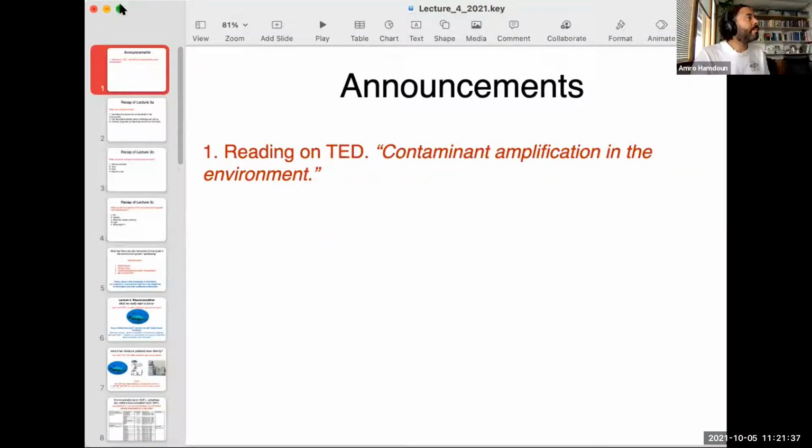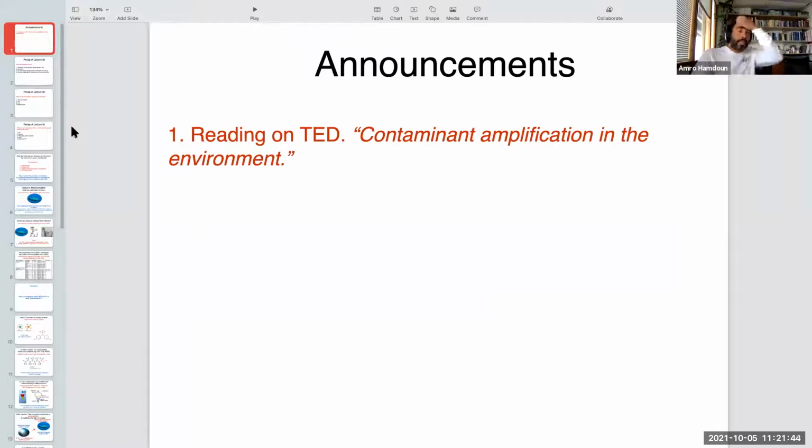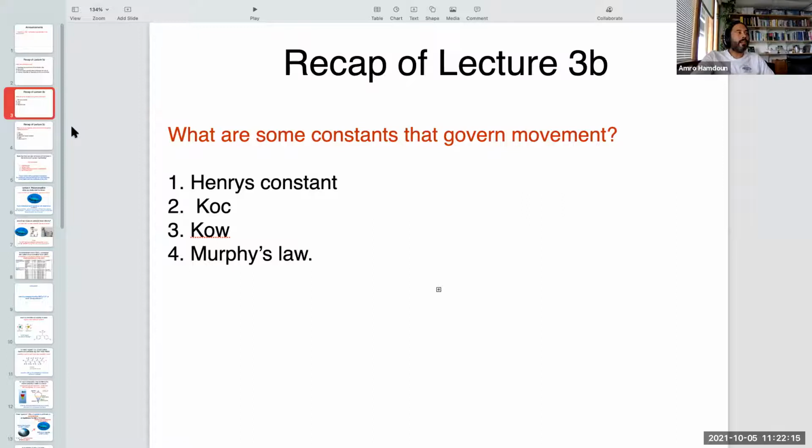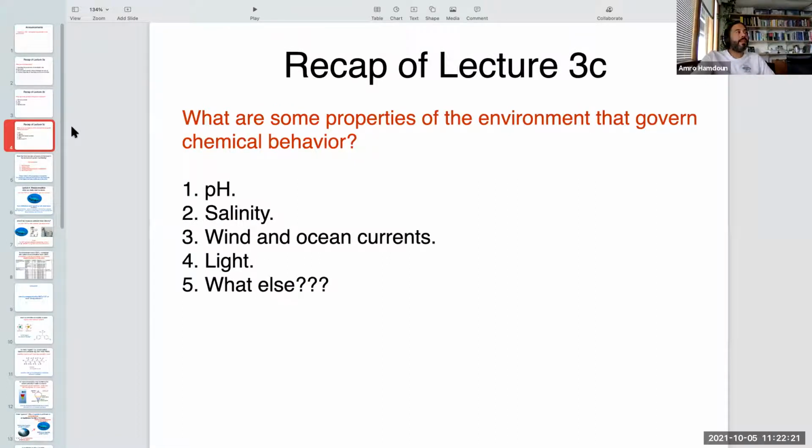All right, so the reading on TED that has to do with what we're going to talk about today is contaminant amplification in the environment. I encourage you to look at that. I want to recap what we've covered so far from last week. What are chemodynamics? If you're reading this in Crosby and you're getting confused, I want to make sure it's clear for you. It describes the movement of chemicals in the environment, and it's important because it can be used to predict where they'll end up. You can predict right now where some of these oil hydrocarbons are going to end up in, say, fish from Southern California. It involves properties of chemicals and the environment. There are constants that govern movement, Henry's constants, KOC, KOW, and there are properties of the environment that govern chemical behavior. That's a really important thing to recognize.